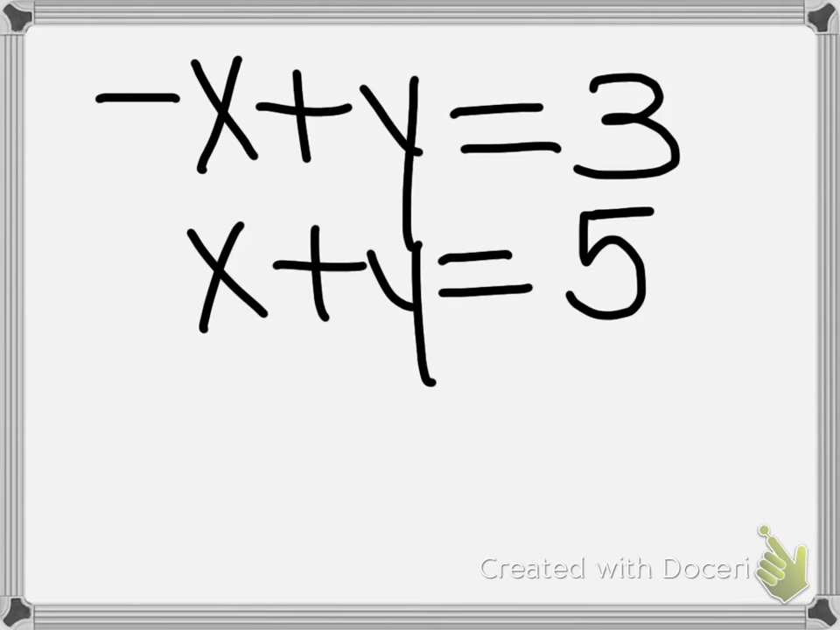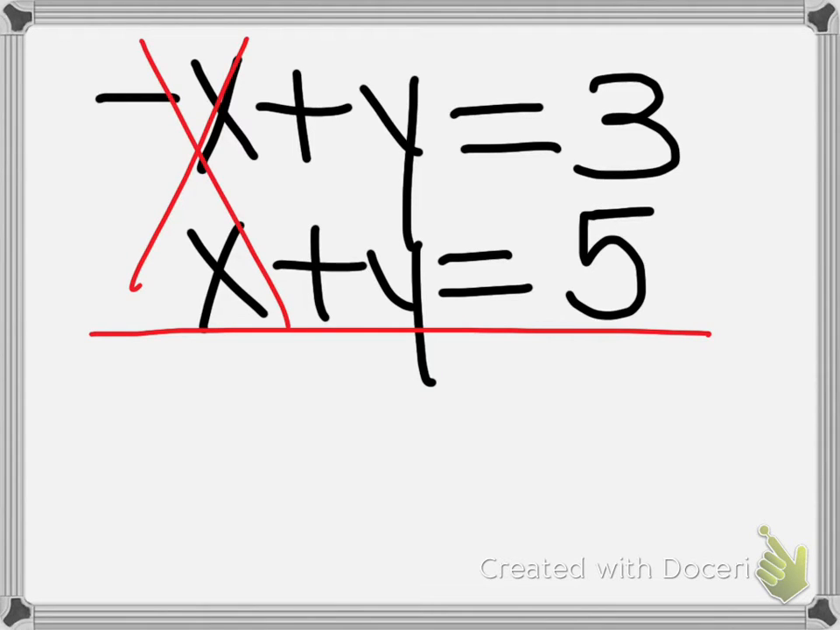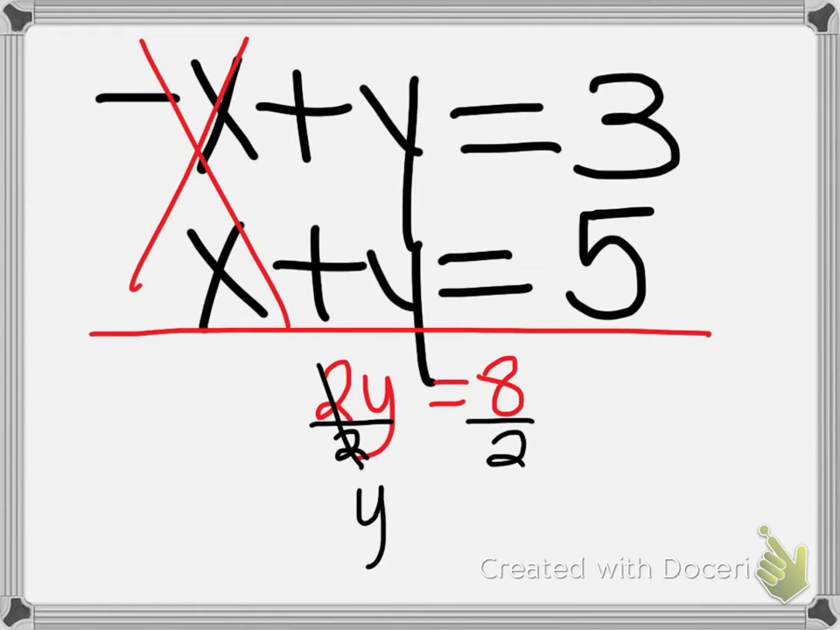The next example I want you to solve is negative x plus y equals 3 and x plus y equals 5. So you solve that. If you solved it correctly, you eliminated the x terms because one's positive and one's negative. Combine your y terms, so y plus y is 2y, and 3 plus 5 is 8. So to solve that, I want to use the division property to eliminate the 2. When I divide by 2, 8 divided by 2 is 4.